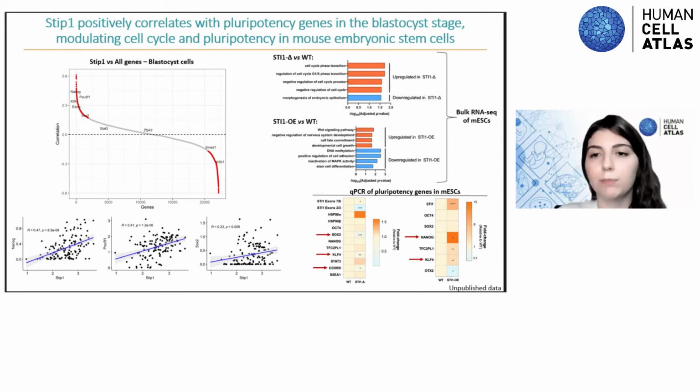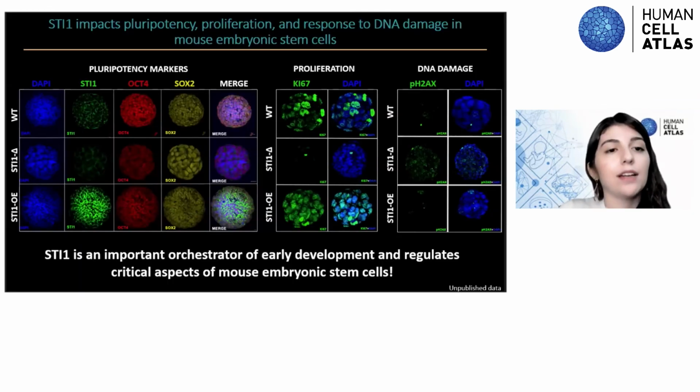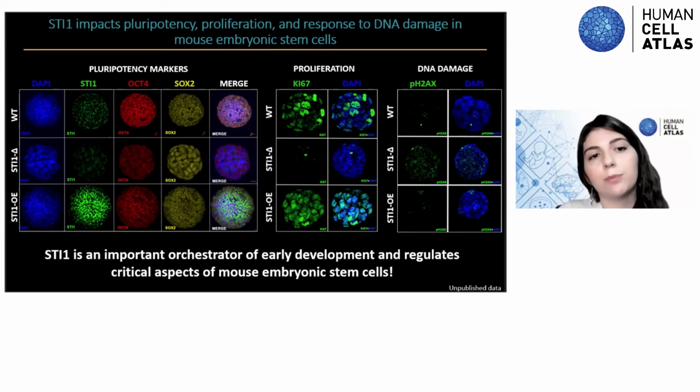So the striking findings provided by both bulk and single-cell RNA-seq data analysis prompted us to investigate STI1 functions through functional experiments. So at the transcriptional level in our model, we verified that STI1 impacts the expression of some pluripotency genes, such as SOX2, KLF4, and NANOG. Then we verified the protein expression of OCT4 and SOX2, observing that STI1 affects the expression of pluripotency markers at the protein level as well.